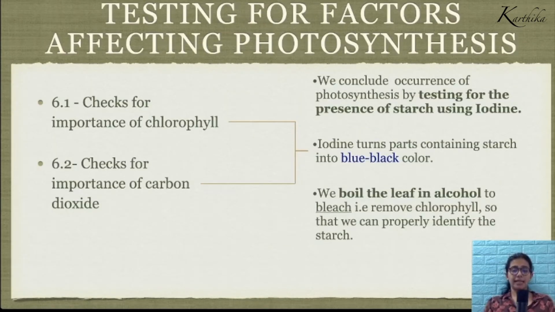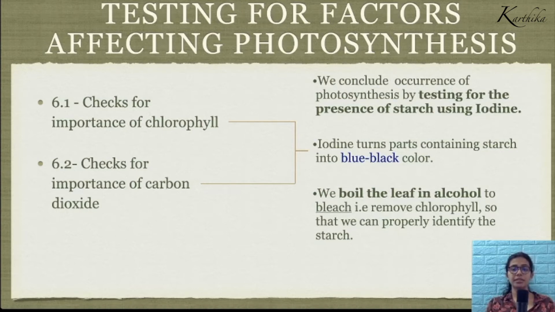Now, in the activities that follow, we'll be testing for factors affecting photosynthesis. The first two factors that we are going to be testing for are: the first test checks for the importance of chlorophyll and the second one checks for the importance of carbon dioxide. In both these tests, there are a few common steps. In both these activities, we conclude the occurrence of photosynthesis using the iodine test.